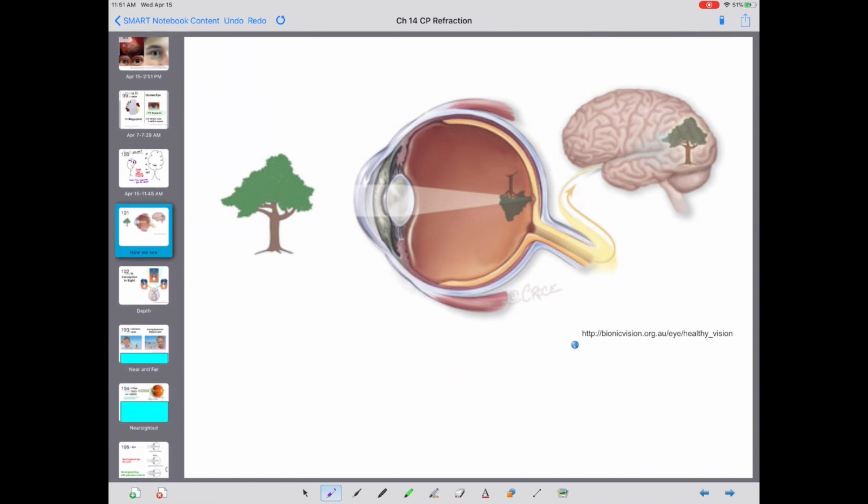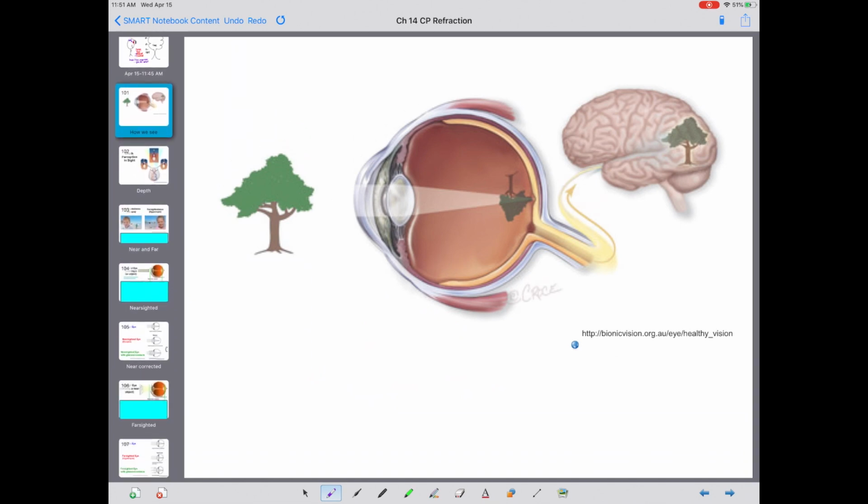So in a very, very simplistic diagram, lacking all relevant size in biology, there's our tree, light going through the lens cornea system, the image forming inverted on the retina, and then the brain flipping that back over. Now let's talk about depth perception.